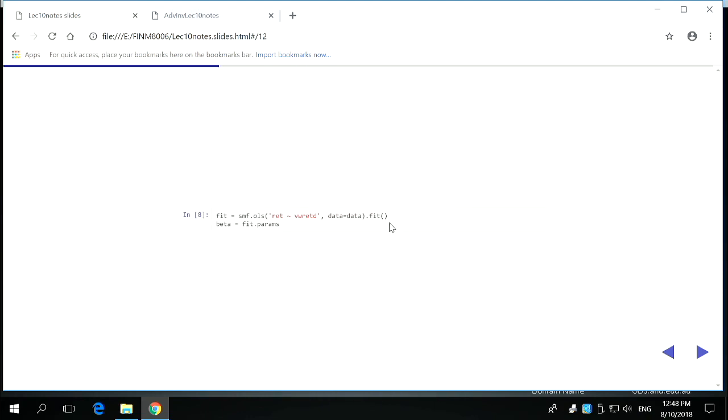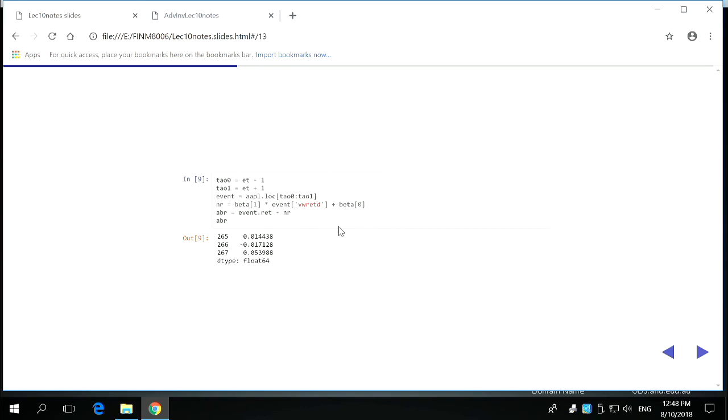Now I just want to fit a market model and get the beta coefficients of this market model, and use these coefficients to estimate the normal returns. Remember, the normal return should be calculated during the event window, right? So I need to calculate what's tau 0 and what's tau 1 first. So I set my window as 1 day before the actual announcement and 1 day after the actual announcement.